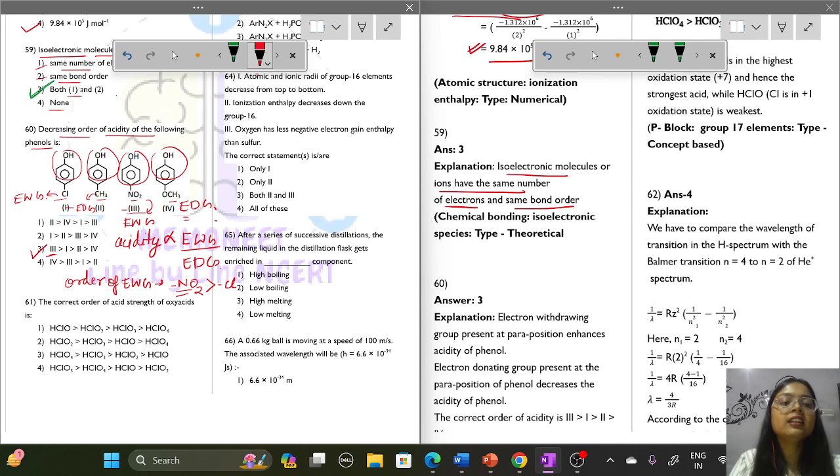But let's see the other options as well. Chlorine one will be the second most acidic group, so option 1 is second. Then after that, option number 2, this electron donating and this electron donating. So least electron donating among these two is CH3, so option 2 will be the third most acidic, and the least acidic will be OCH3. Option number 3 will be the correct option in this case, right?